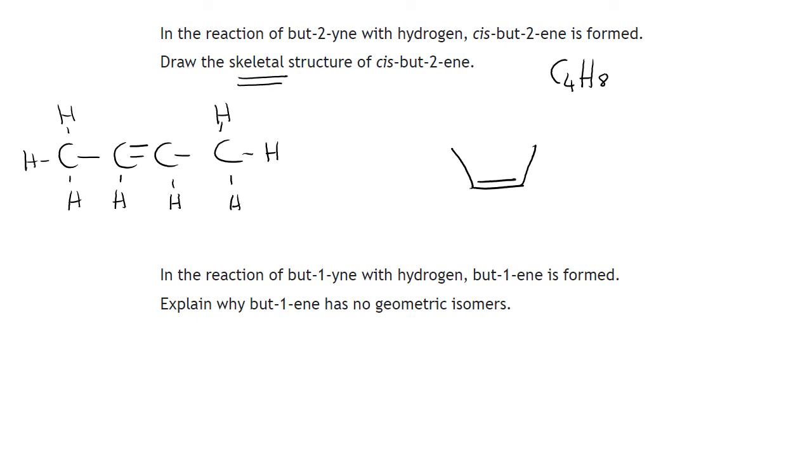So that is it, 1, 2, 3, 4 carbons, and it's cis, because the two CH3 groups are on the same side of the double bond.